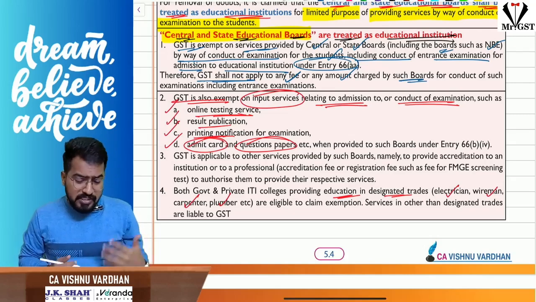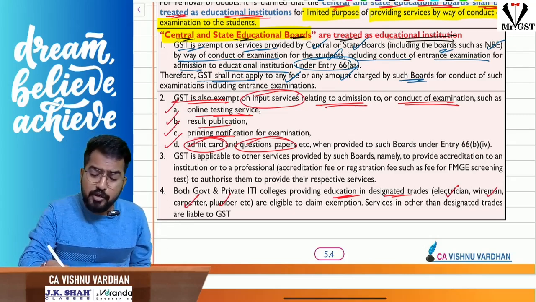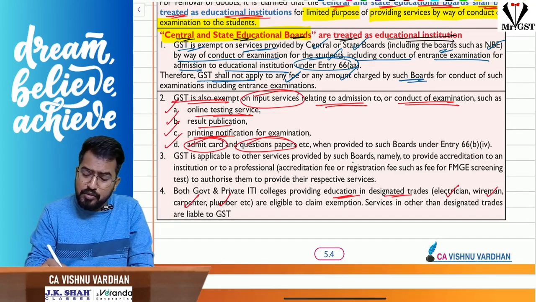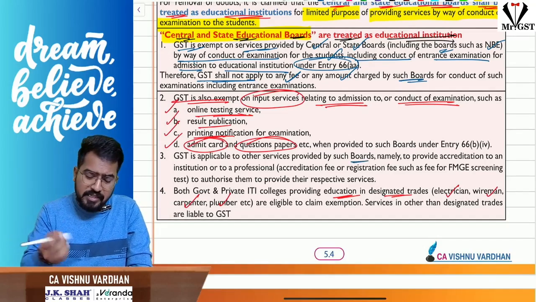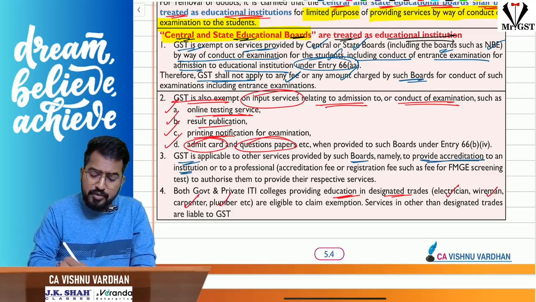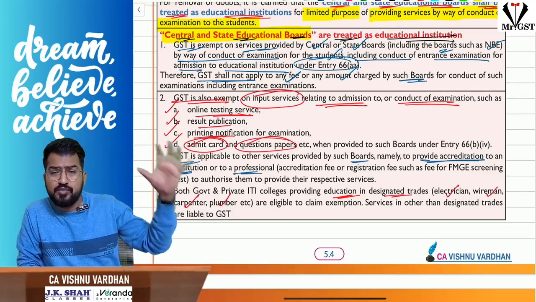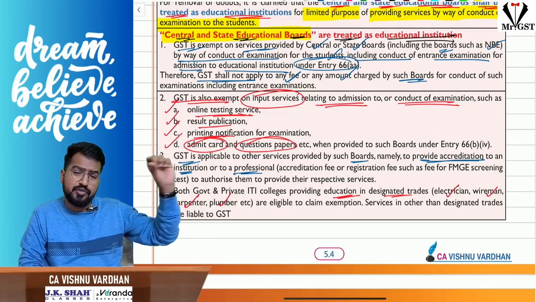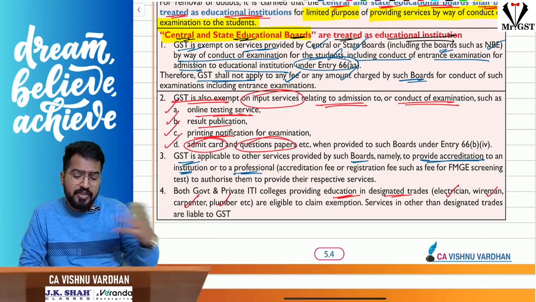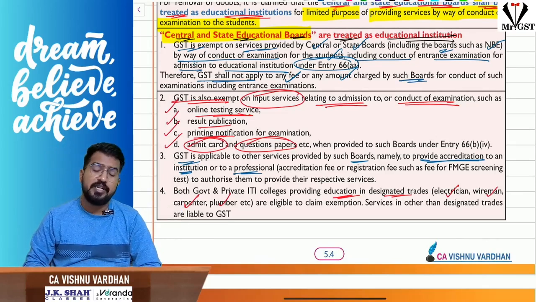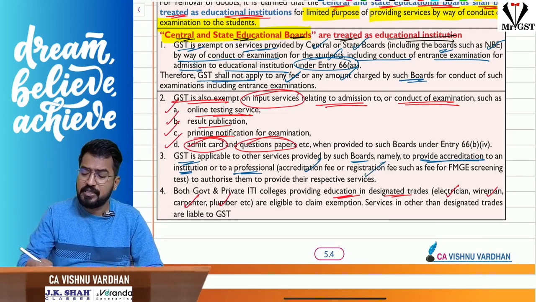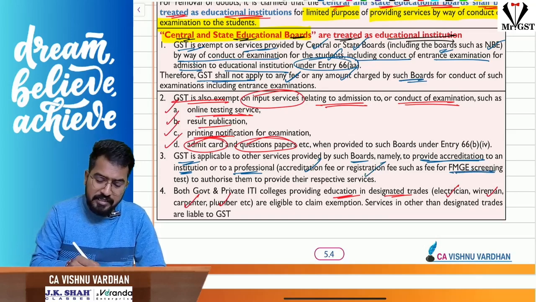So right, what is the next one, sir? That is fine, sir, but if they are providing anything else, these boards or other people, for example, see, GST is applicable for providing accreditation to any institution or to a professional. You will be seeing on school buses or college buses, accredited to so and so university, like that. That accreditation they will be getting from the boards is taxable under GST. Please understand, that means the accreditation fees or registration fees, FMG screening test, all these things.